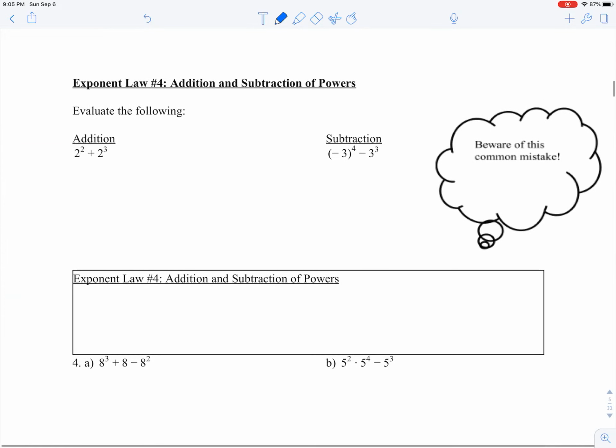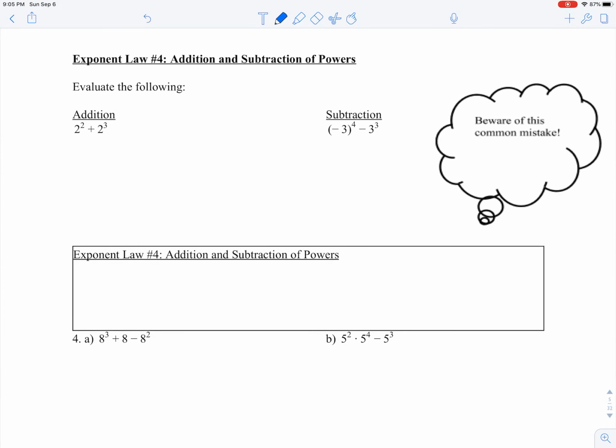Exponent law 4. Even though adding and subtracting are easier in regular integer stuff, when it comes to exponents, adding and subtracting even when the bases match kind of sucks because we can't do anything. We have to figure out each term on its own.